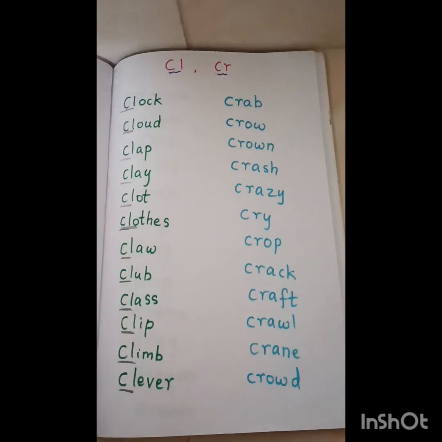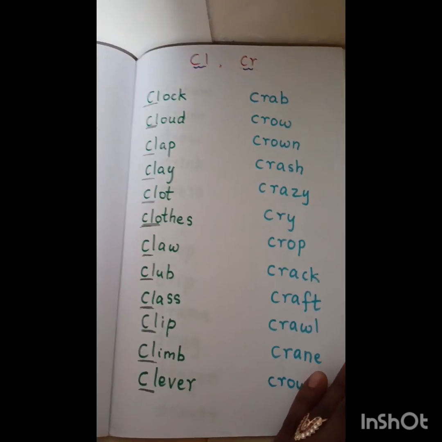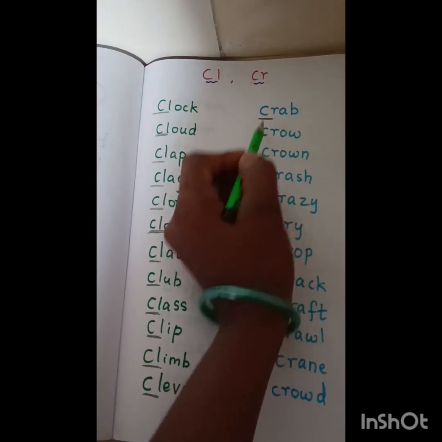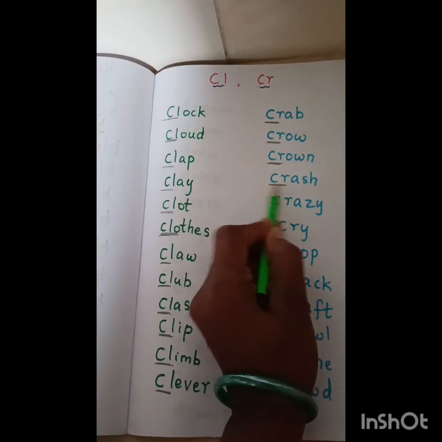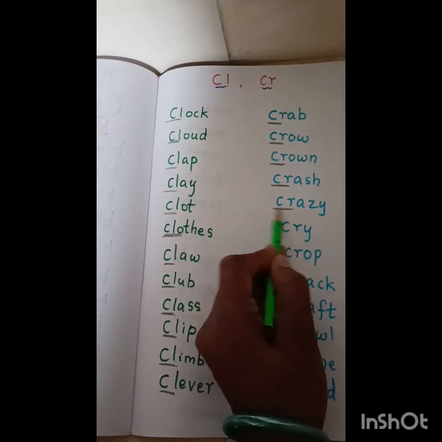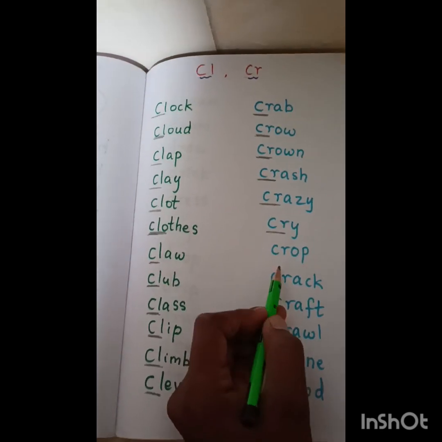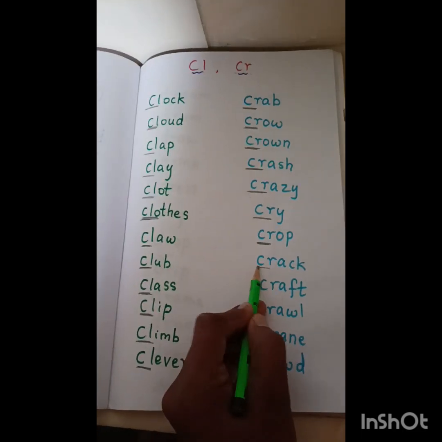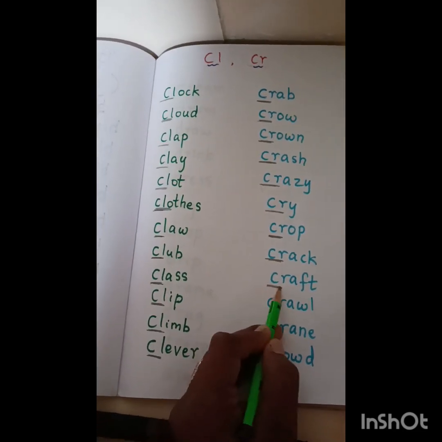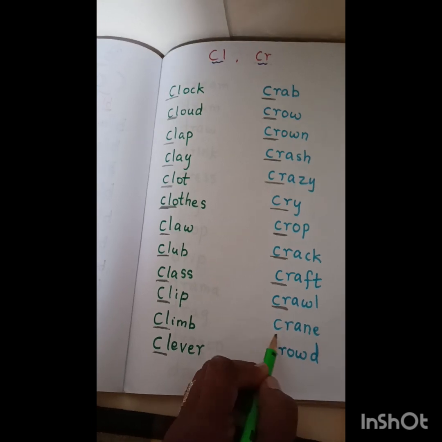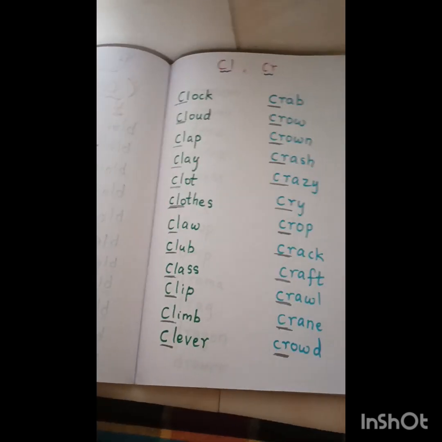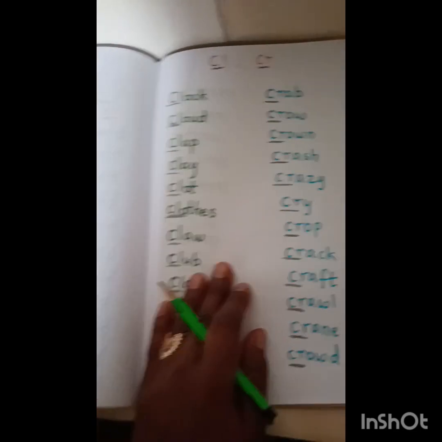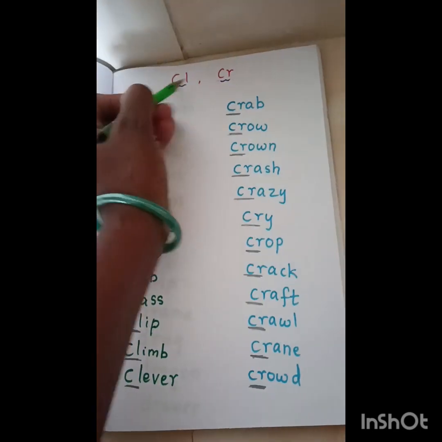Now let's look at some cr sounds. Cr. Crab. Crow. Crown. Crash. Crazy. Cry. Crop. Crack. Craft. Crawl. Crane. Crowd. These are the blends of CL, cl, and C and R, cr.